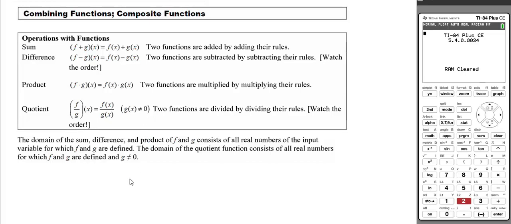Now the domain of the sum, difference, and product of f and g consists of all real numbers of the input variable for which f and g are defined. The domain of the quotient function consists of all real numbers for which f and g are defined, as before, and the added restriction that g cannot equal 0.